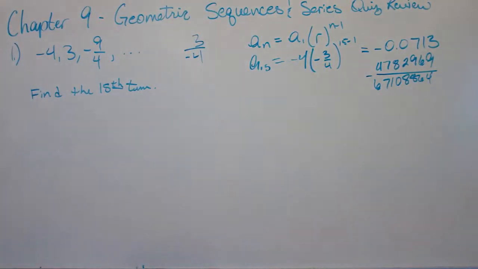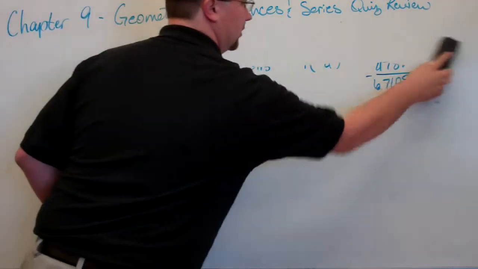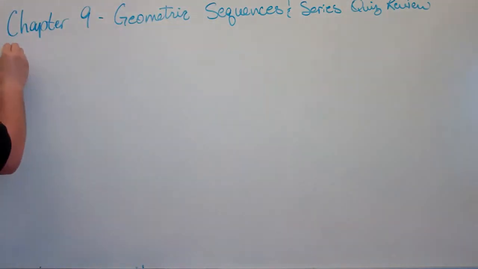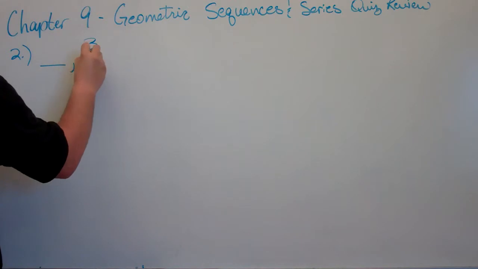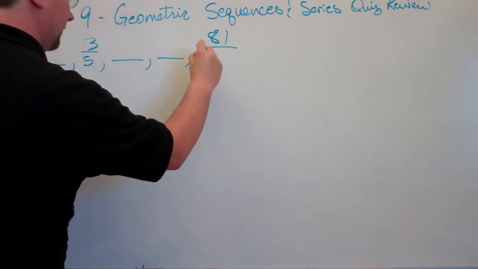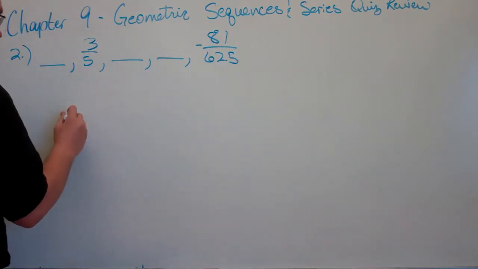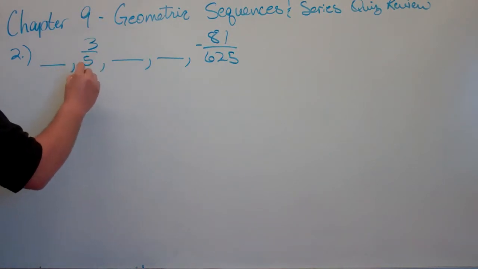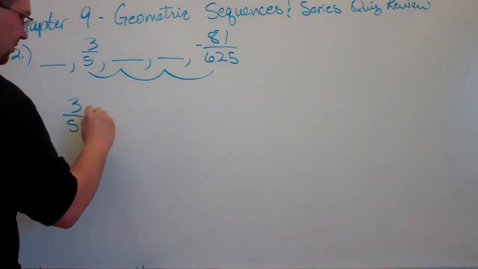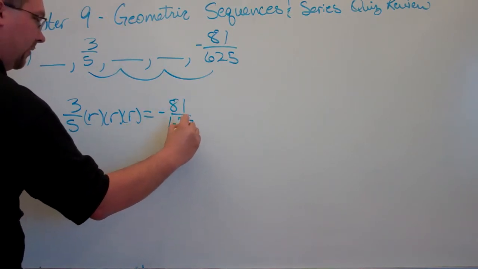Alright? Let's look at number 2. It says, consider the partially completed geometric series and fill in the blanks. We have 3/5 as our second term. We don't know our third or our fourth term. We have negative 81 over 625. The first thing we want to do is find our ratio, because once we find it, we can do this really easily. Take the first term you have, 3/5. We know that 3/5 times r times r times r is going to equal negative 81 over 625.